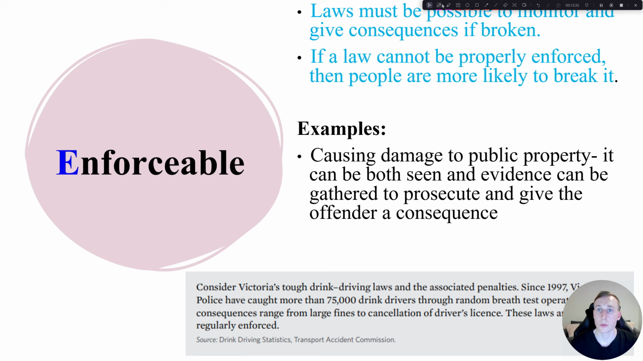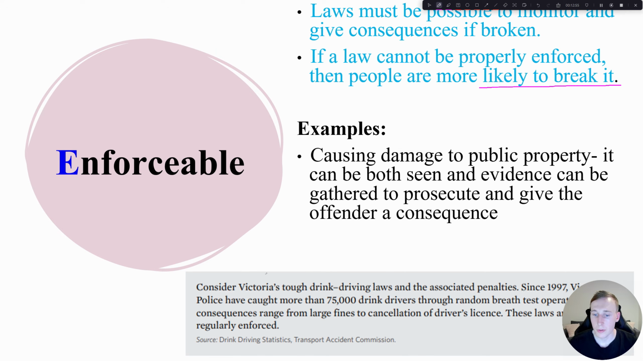So we want to make sure that people know if they can't get away with it, they're less likely to break that law. So we want to make sure people are well aware of that law and understand the consequences associated. A really easy example is the random breath test, or things like blood alcohol and drug testing.